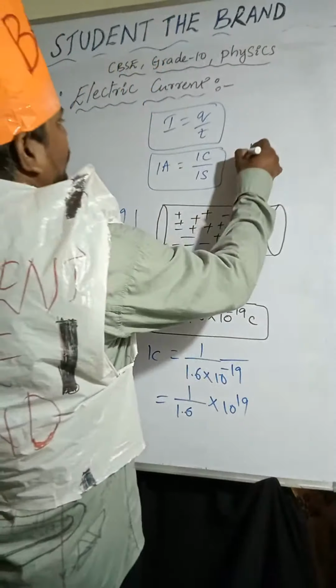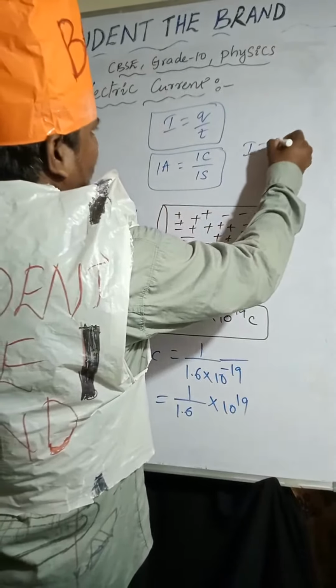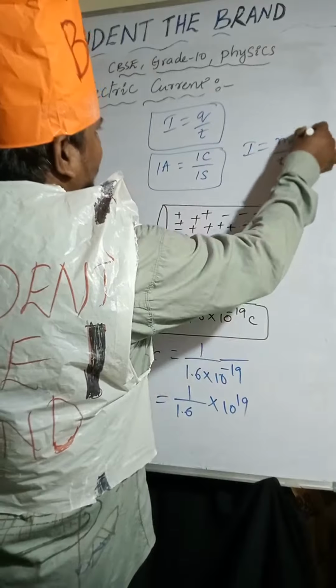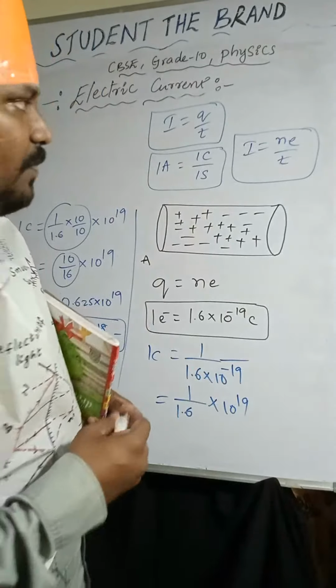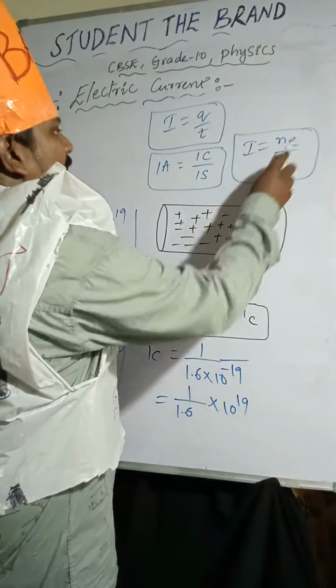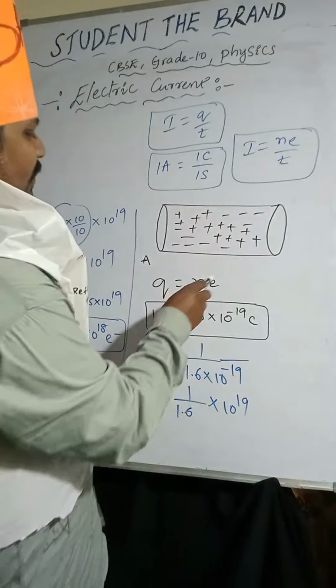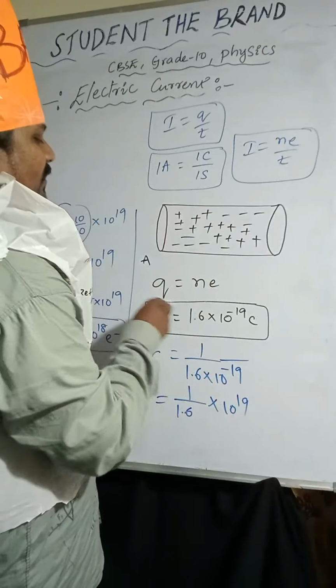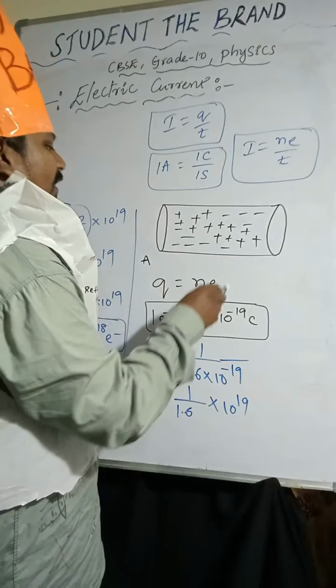So 1 ampere equal to, that is nothing but I equal to Ne by t. Based on this formula also they will ask questions. Okay, so point number 1, I equal to Ne by t. Based on this one they will ask questions. And Q equal to Ne, so we need to know this one. We should remember this one. We have to keep in mind this one.